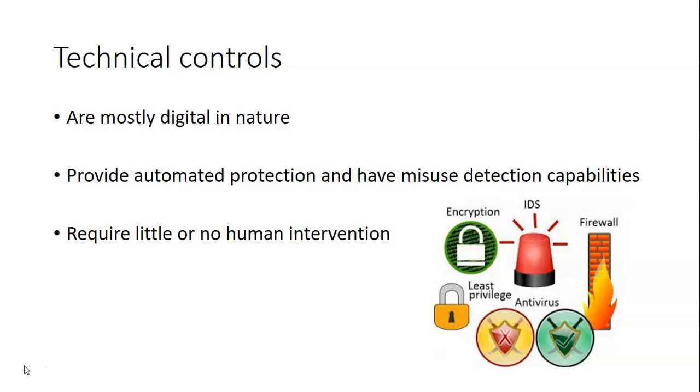Now, another type of technical control is antivirus. Antivirus prevents malicious software from running on a system. We also have the principle of least privilege. This can be managed on operating systems too. Remember that on operating systems you have user mode and you have administrator mode.